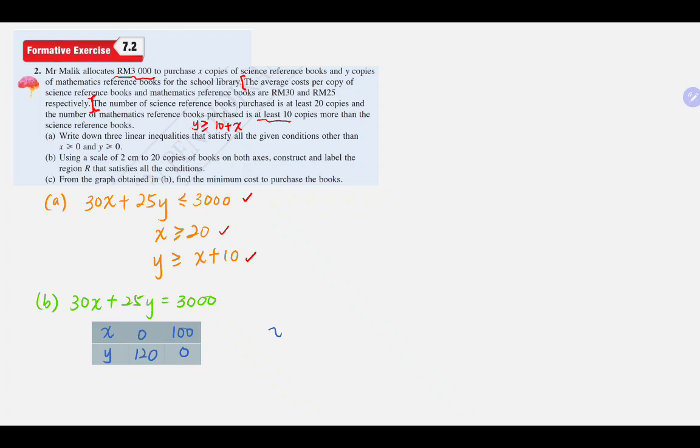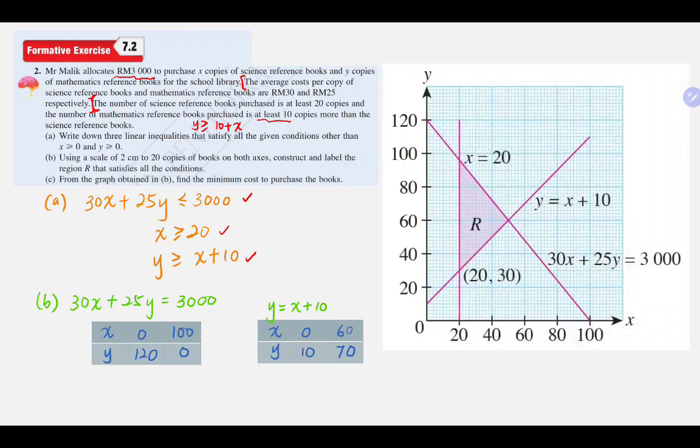Second equation is just x equals 20, so we don't build a table. Then the third equation, y equals x plus 10, and we get the y-intercept when x equals 0, y equals 10. Again, we don't choose the x-intercept, because we will get x equals negative 10. So I'll choose another value of x. Let's say we choose x equals 60, then y should be 60 plus 10, which is 70. There we get our graph.